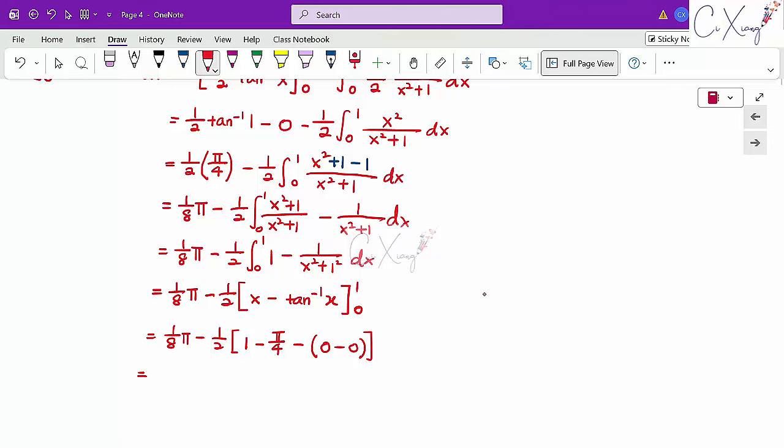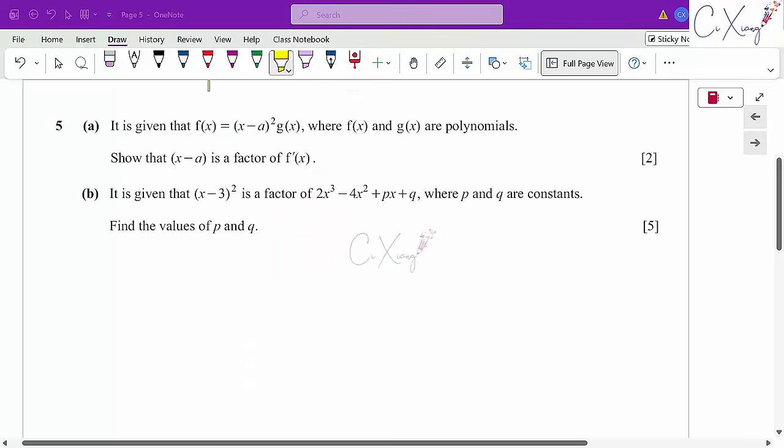Okay, so from here, you should try to simplify your answer. So 1 over 8 pi, plus 1 over 8 pi minus half, then plus 1 over 8 pi. If you simplify your answer, you should get 1 over 4 pi, then minus half. And we should keep your answer in the pi form like this, because the question requested an exact answer for this integration. Okay, so this is how we solve question number 5.